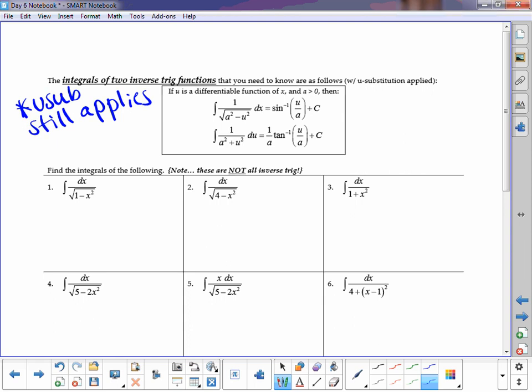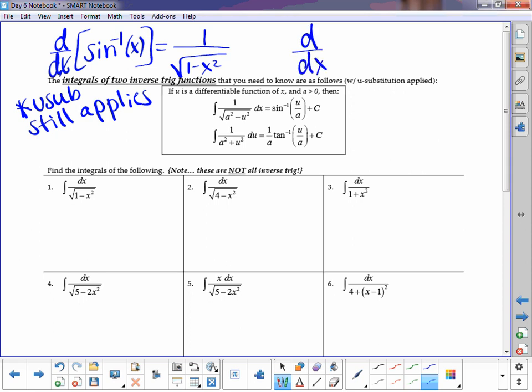Now again, we know our bare basics, if we didn't have something more than just x here, and if we didn't have something more than just 1. We said that the derivative of inverse sine is simply 1 over the square root of 1 minus x squared. That's just bare bones, no function inside the function. And likewise, the derivative of arctangent, bare bones, was 1 over 1 plus x squared.